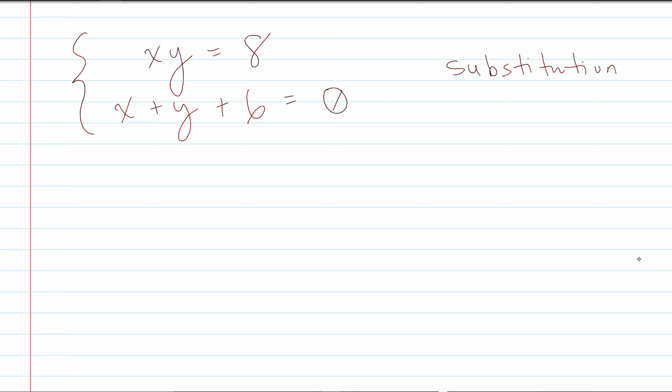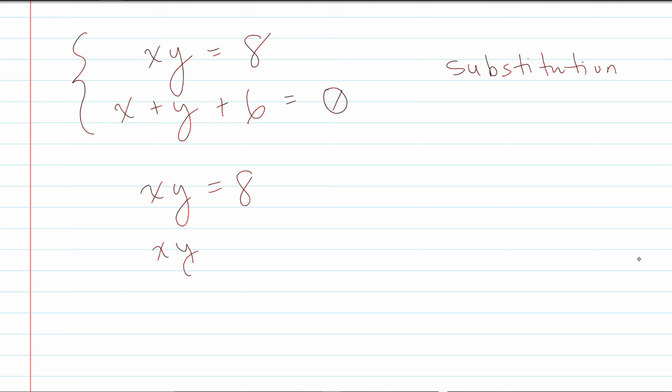Looking at these two equations, I can choose either one, the top one or the bottom one, and then choose to either solve for x or for y. There's no right or wrong in this. It's totally your choice. Myself, I'm going to take the xy is equal to 8 and solve for x.